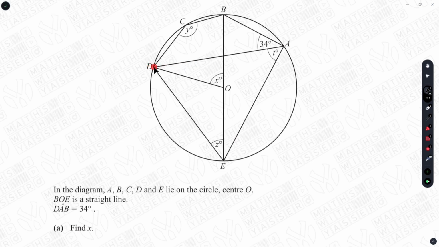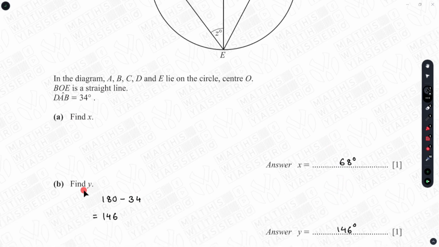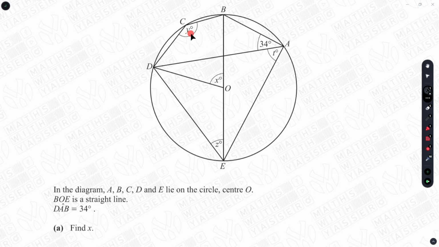If you look at the points D and B, the angle O is getting subtended by these 2 points. At the same time, the angle A is also getting subtended from these 2 points, which are on the circumference. Therefore, we can say that angle at the center is twice the angle at the circumference. So 2 times 34 is 68. Then we need to find Y, which is this angle.